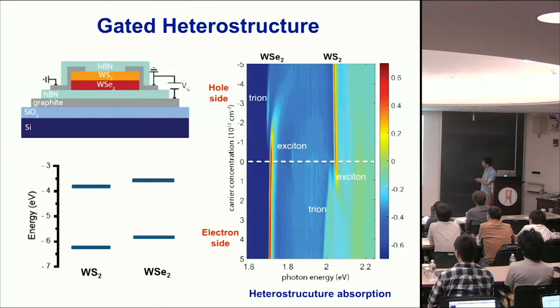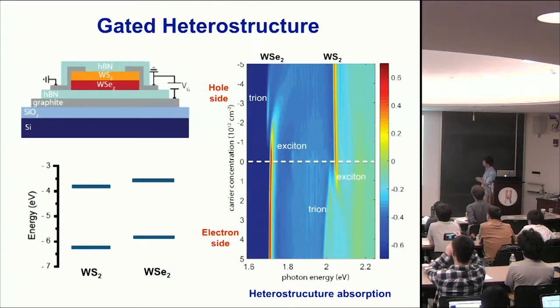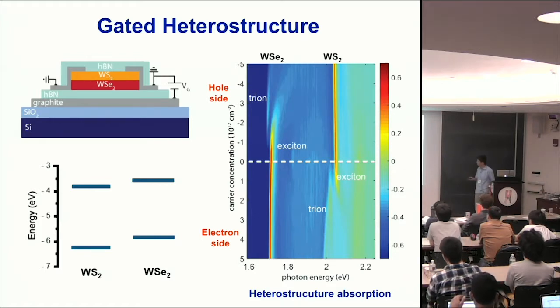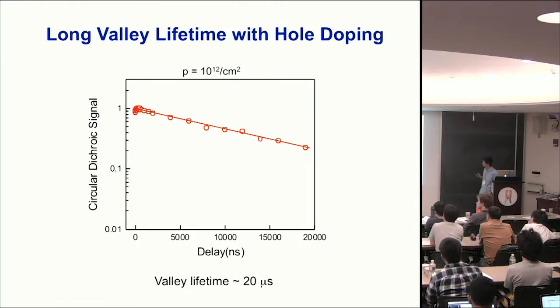On the other hand, if we gate it to make it electron-doped, then you can see electrons prefer to sit in the WS2 layer. Indeed, what you can see is that the WS2 exciton transition gets strongly modified, and very little happens for WSe2. Okay, so now we can tune the carrier concentration freely. We will choose a slightly hole-doped range, so we put some initial hole doping in WSe2.